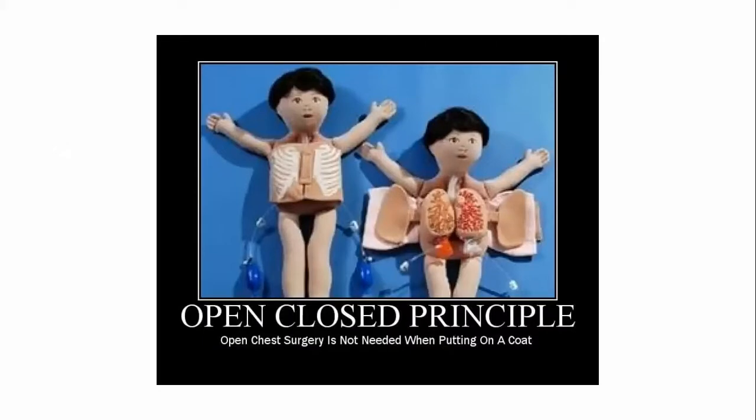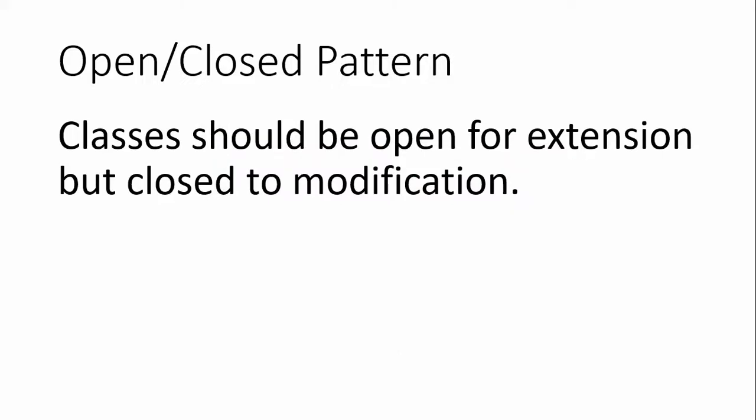The open close principle. Chest surgery is not needed when putting on a coat. What does this slightly creepy and disturbing slide mean? Well, the open close principle says that classes should be open for extension but closed to modification. What does that really mean? Well, it means that we should be able to change or create subclasses to change the way an object works, to change an object's behavior, without having to hack the core code of the original object.